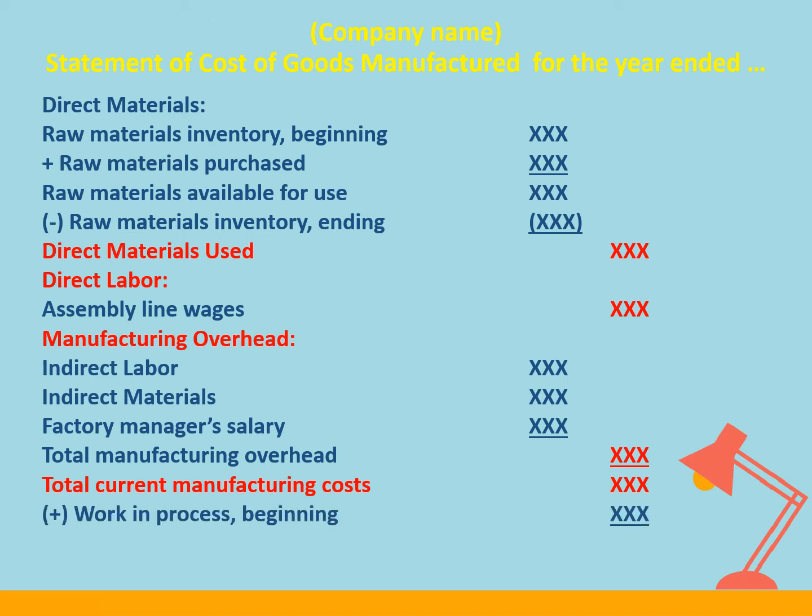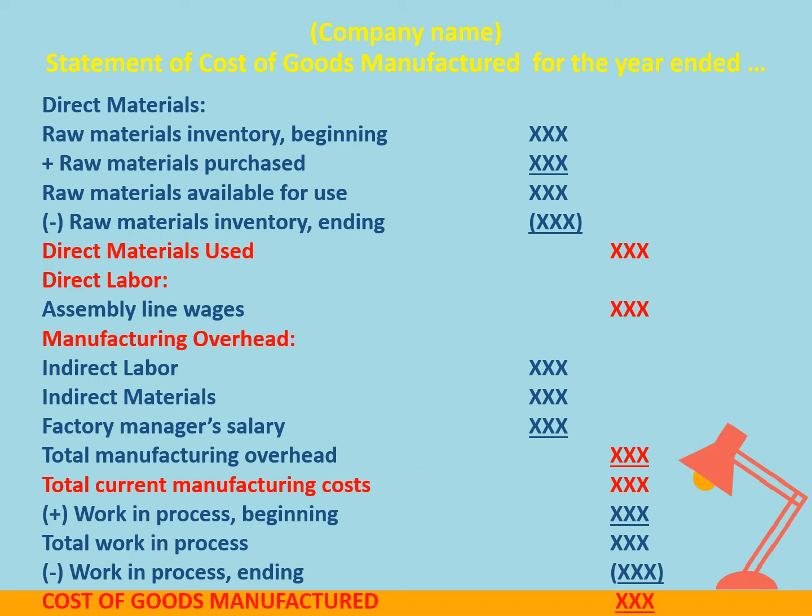Next is to add the work in process beginning. This will give us total work in process. We will then minus the work in process ending, and we should get the cost of goods manufactured.